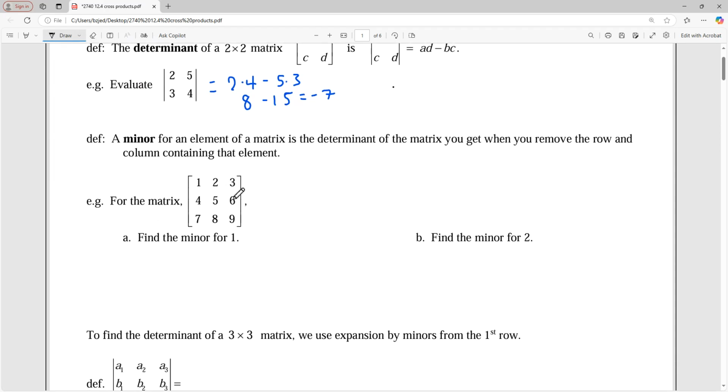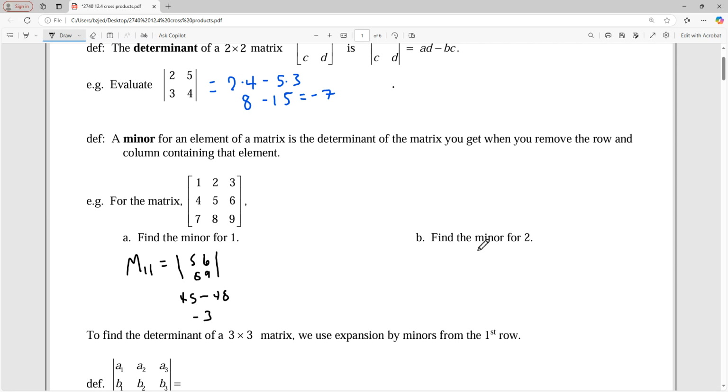So for example, if I have this matrix here and I wanted to find minor 1, 1, all I need to do is remove row 1 and column 1, so I would just be left with 5, 6, 8, 9. Find the determinant here. 5 times 9 is 45. Minus 8 times 6 is, what would that be? That would be 48. And 45 minus 48 is negative 3.